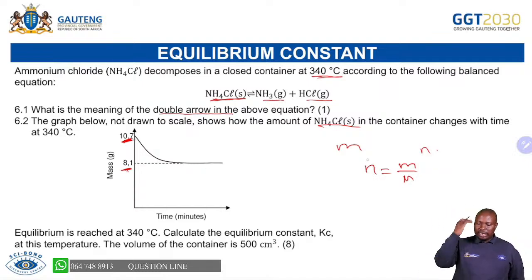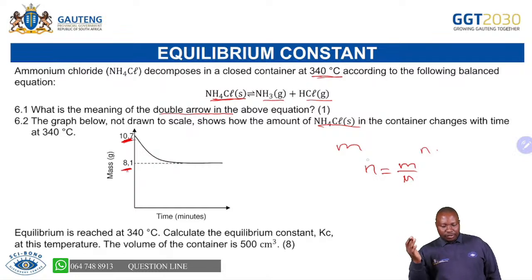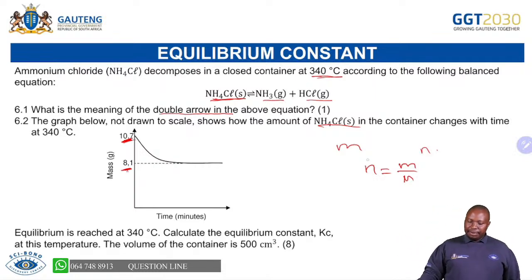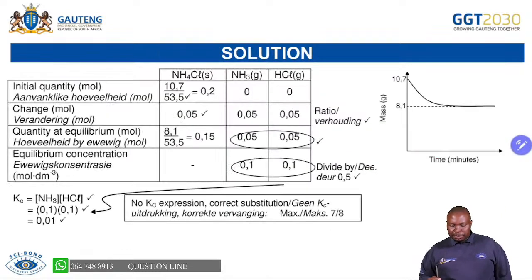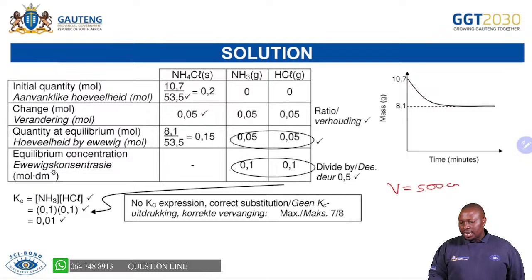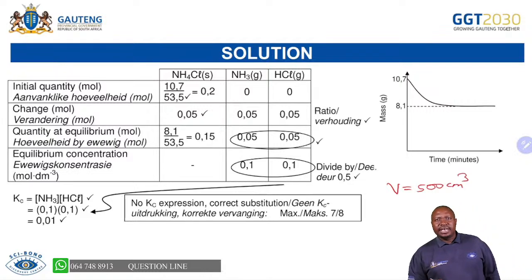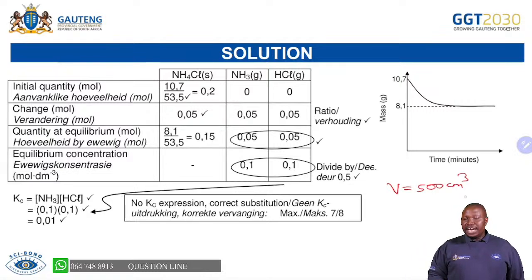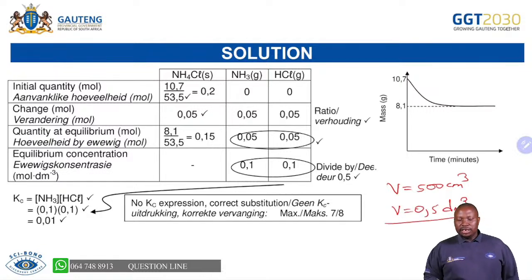And then the question was equilibrium is reached at 340 degrees Celsius. Calculate the equilibrium constant Kc at this temperature. The volume of the container is 500 cubic centimeter. Now, I want to emphasize this for you as we deal with this question. Number one, the issue of the volume of 500 cubic centimeter. Remember, our volume must be in cubic decimeter. So you got to divide that by 1,000. So your volume would be 0.5 liters or 0.5 cubic decimeter.